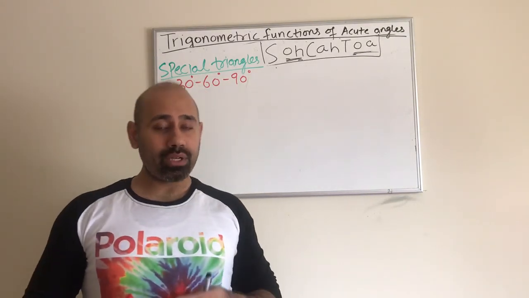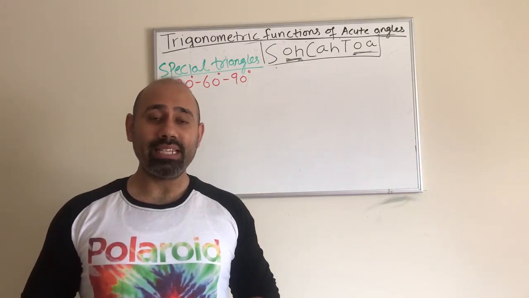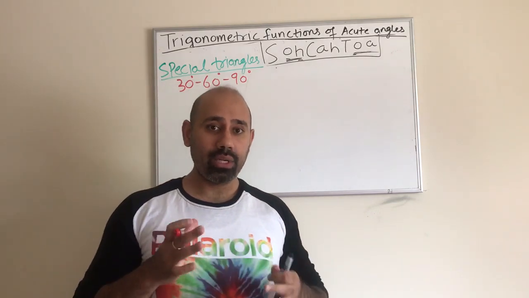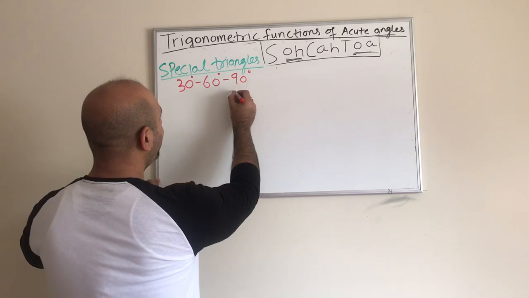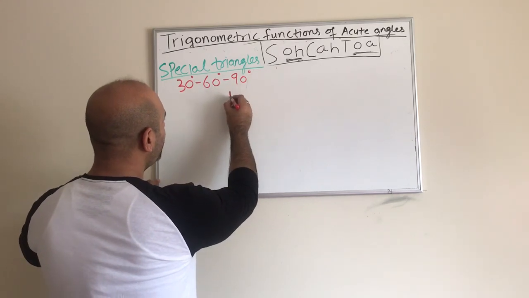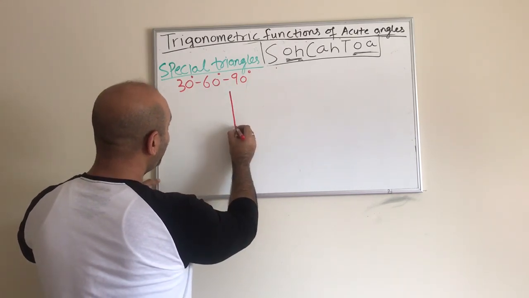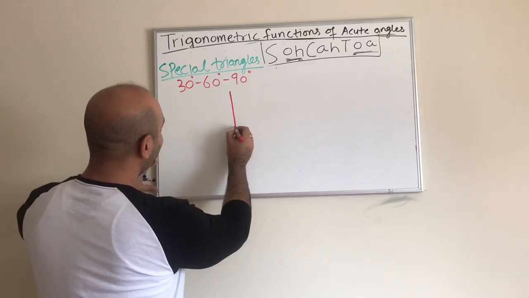In this video I want to talk about a special triangle, which is the 30 60 90 triangle. So let us look at this 30 60 90 triangle. I'm going to draw my 30 60 90 triangle. Keep in mind this is not drawn to scale, but I'm going to try my best to make it look like a 30 60 90.